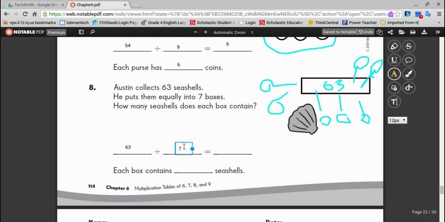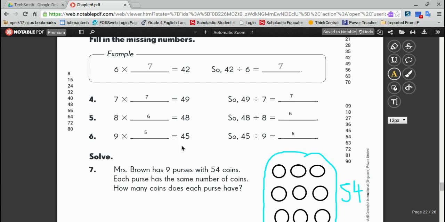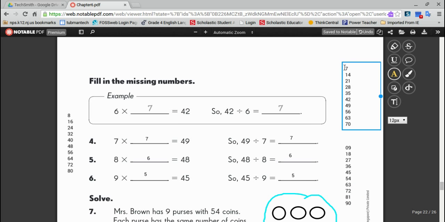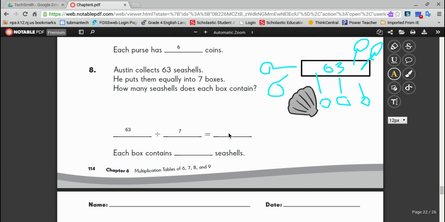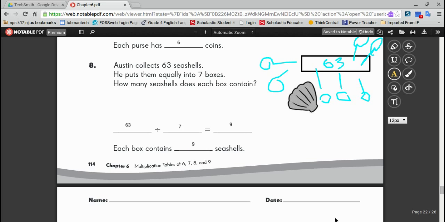Again, I need my 7 multiples to help me out here. 63 divided by 7. My 7 multiples are right here. So 63 is over here. So 7, 1, 2, 3, 4, 5, 6, 7, 8, 9. So 63 divided by 7 equals 9. So each box contains 9 seashells. Okay, and that's page 114.